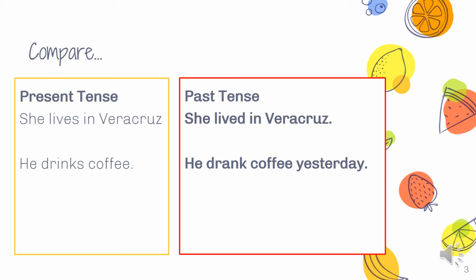As a comparison, we can see the change between simple present and simple past tense. For example, she lives in Veracruz, but in past tense we don't have any more third person singular. We have the verb in simple past tense. So we say here, she lived in Veracruz. He drinks coffee. He drank coffee yesterday. Also, pay attention to the time expression that we are using in past tense. We have to talk in past. He drank coffee yesterday.